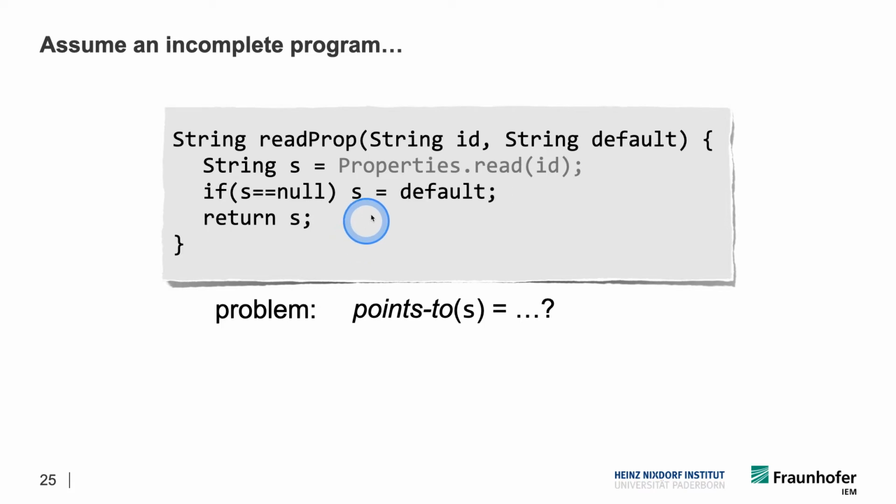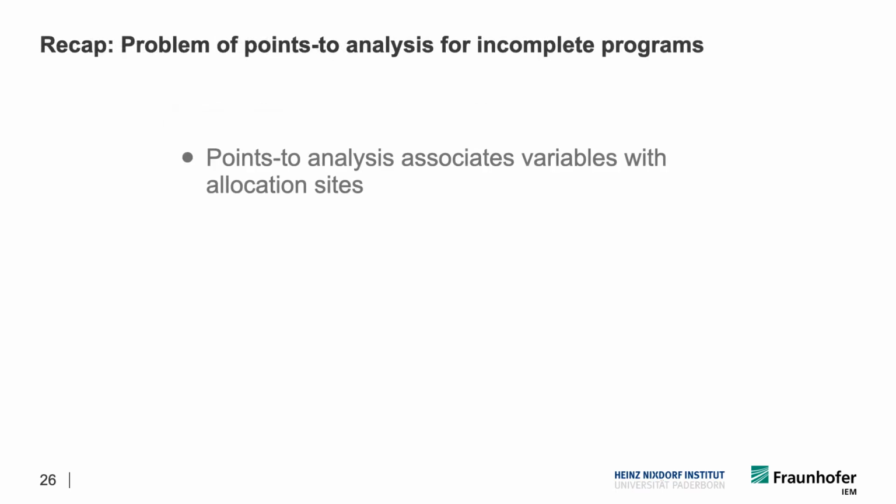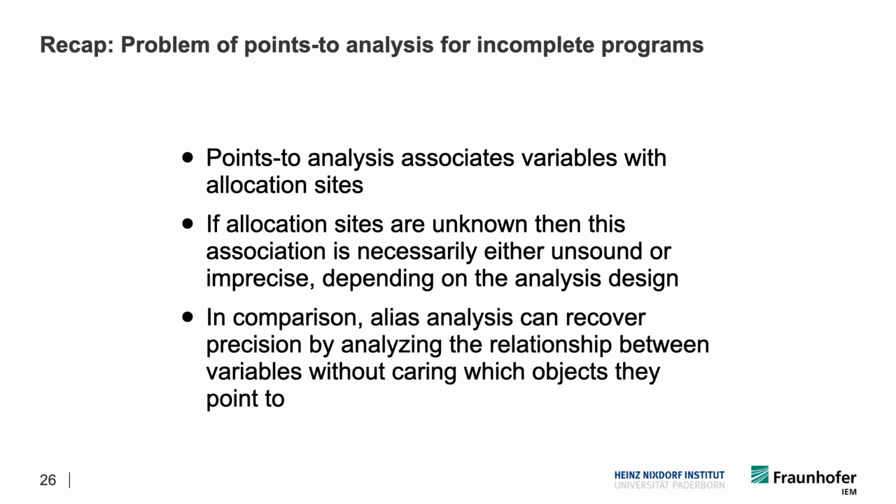And in this program, we see an assignment statement between S and default, and therefore we have a relationship between these two variables, and therefore we could make the very plausible assumption that S and default may be aliased at some point in the program. Okay, that's what I'm saying. So even without looking at allocation sites at all, you might use an alias analysis in such a way.